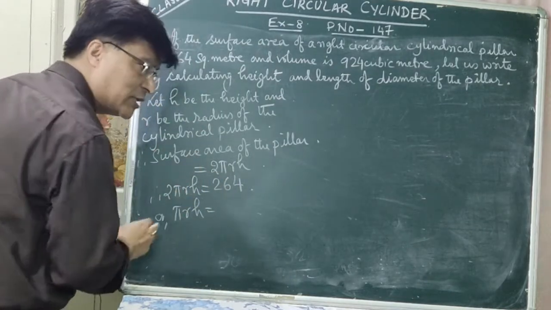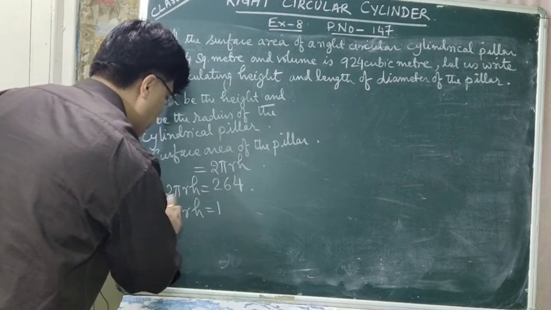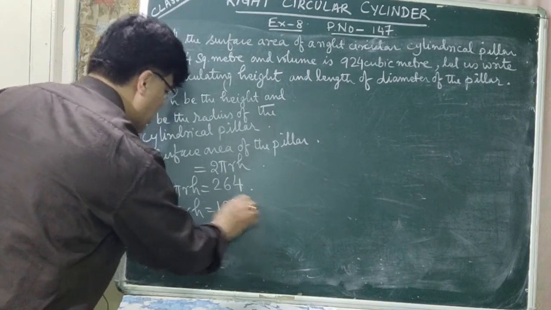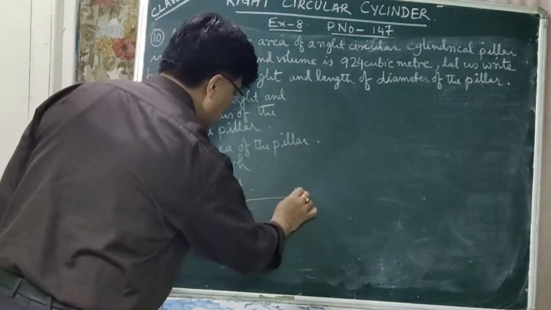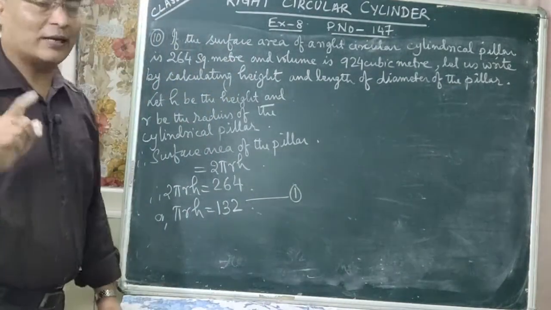So you can divide 264 by 2. 2 ones are 2. 2 3s are 6. 2 2s are 4. Right? That is your pi RH is equal to 132. Let us mark it as number 1. Again, what is given?